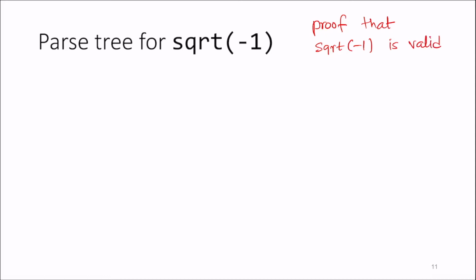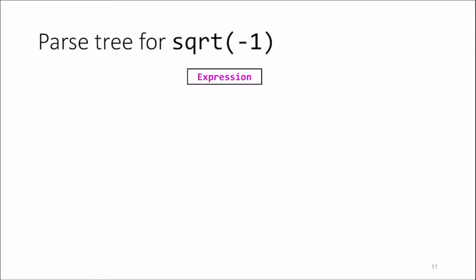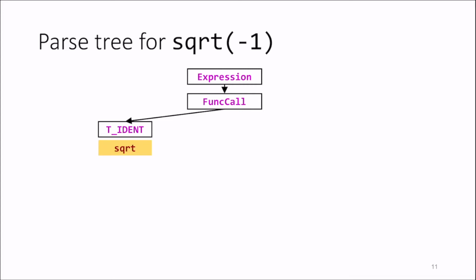And the way that we construct this proof is by first checking, so we know that this square root of -1 is an expression. In fact, it's a very specific kind of expression. It's an expression that is a function call. So we know that it's calling this function called square root. Okay, so what do function calls look like? Well, a function call has to have the name of the function it's calling, which is an identifier. Identifier just means a name of some sort, like the name of a variable or function, any kind of name. And we know that square root is a valid identifier.